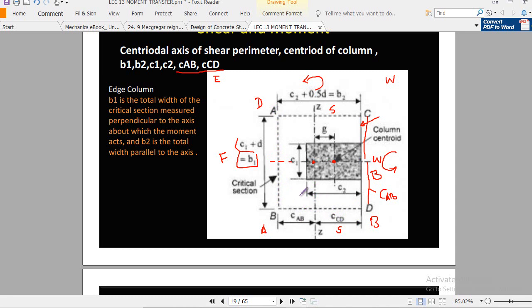Now similarly, you have to denote C1 and C2. C1 and B1 will be on the same side, and C2 and B2 will be on the same side. This is very important to understand, the B1, B2, C1, C2 notation in the case of the H column.